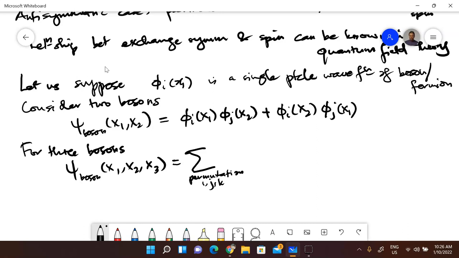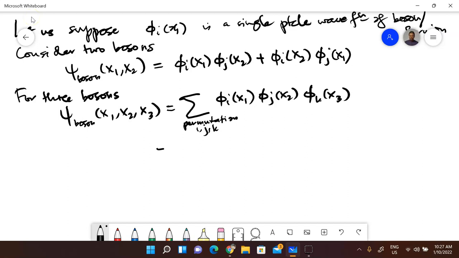So phi I x1, phi j x2, phi k x3. So what I'm considering here is the permutation of your I, j, k. So I can have the following. If you remember how many permutations there are, there should be three factorial. Three factorial means six terms. So you must have all six terms in this wave function. So let's just stick with the original way of writing it.